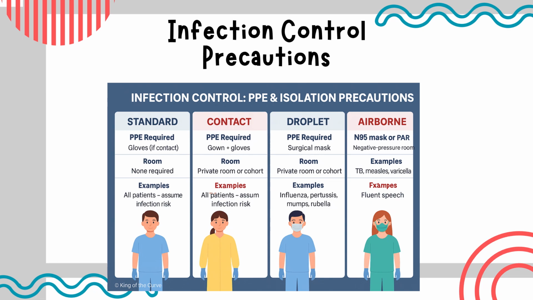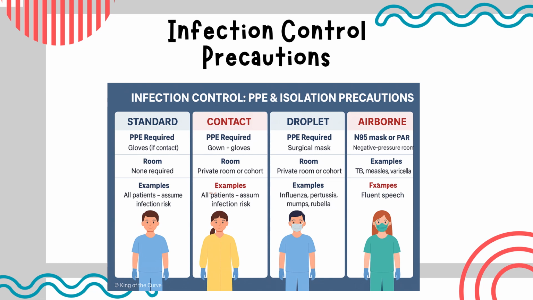Then next you have droplet. For droplet, you have to wear a surgical mask. You don't have to use an N95 because remember, with droplet, those particles are bigger. They're typically greater than about 5 microns. So typically a private room, you could see maybe a cohort. I've never seen droplet in cohort though, personally. So typically it'll be in a private room here at OSF. Examples of some droplet infections are influenza, pertussis, mumps, rubella.